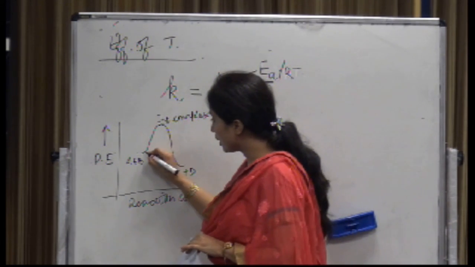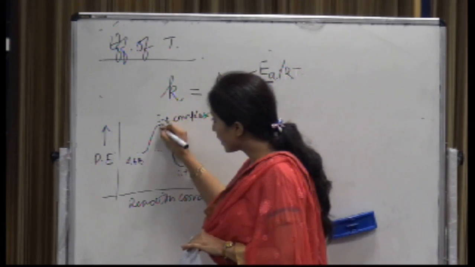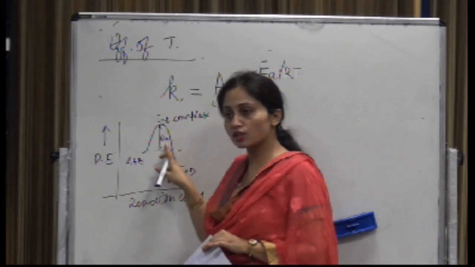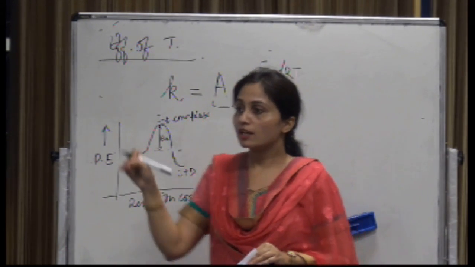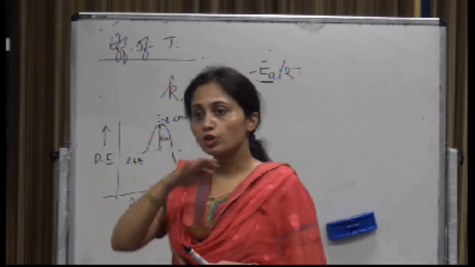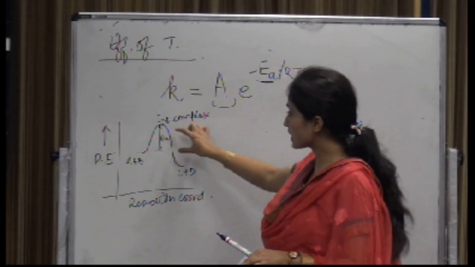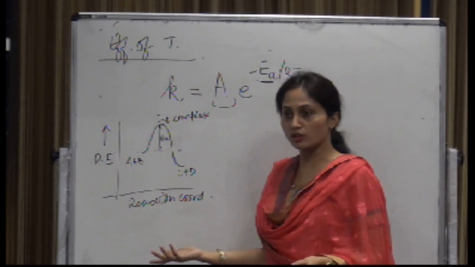This energy or this threshold energy is your activation energy. So activation energy is the minimum energy required by the reactants to cross over the energy barrier to form products. If the energy is less than EA, then your products will not get formed.